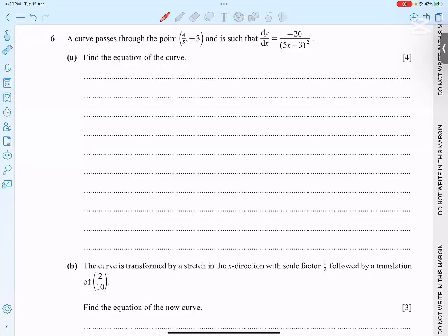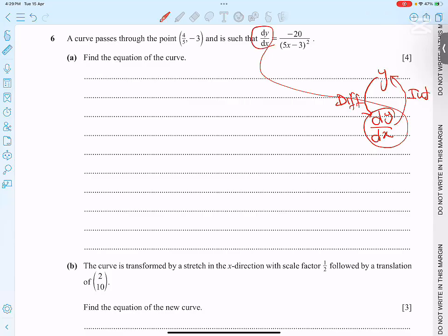Question number 6: we have a curve that passes through this point and we have been given the derivative. All of you are familiar that whenever we differentiate, we get dy over dx. And if we want to go backwards, I will integrate. So we are currently at dy over dx, and he is asking for the equation of the curve. So what to do? Can we integrate directly? No, I have to bring the denominator into the numerator. Now I'm ready to integrate.